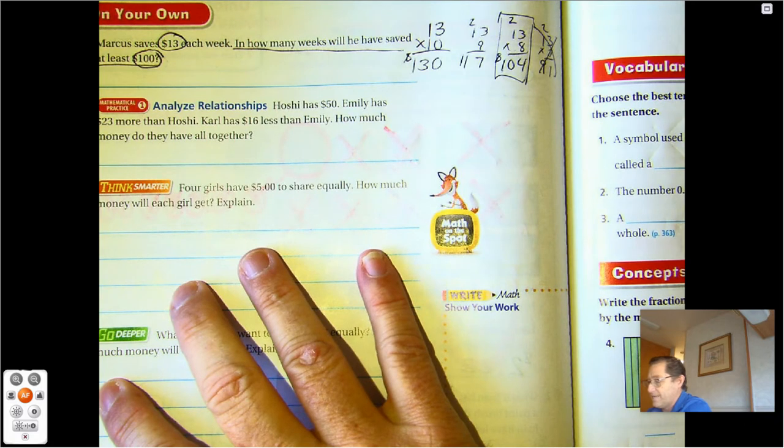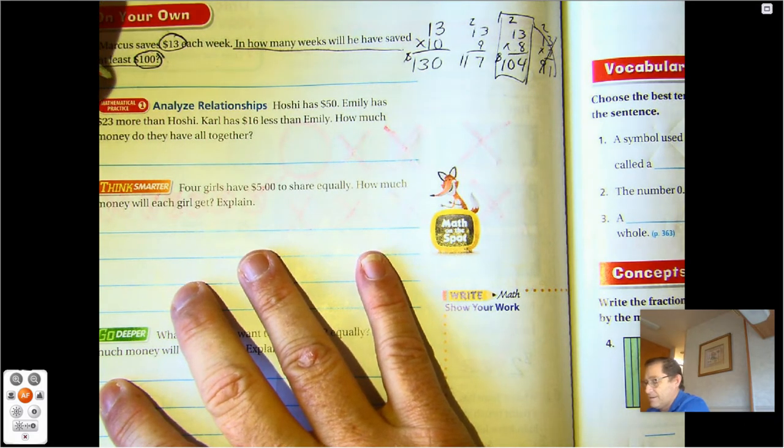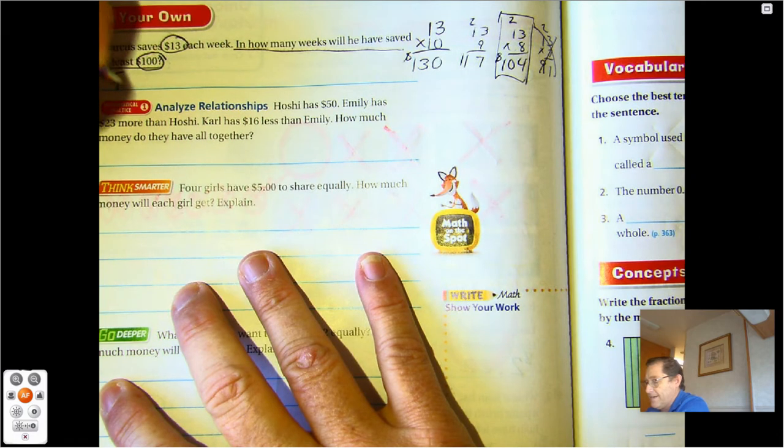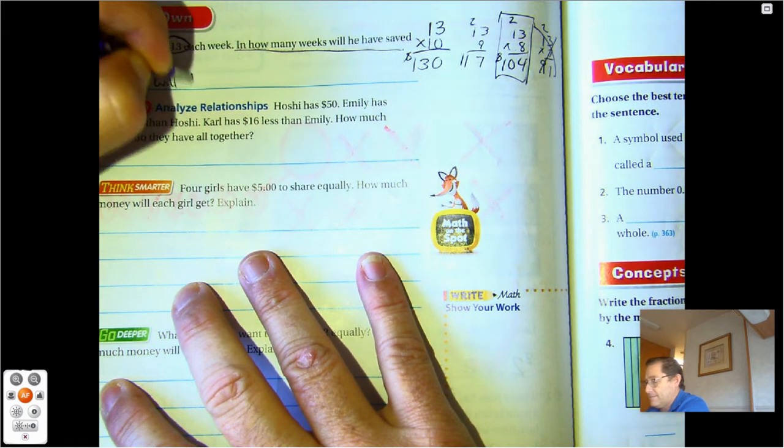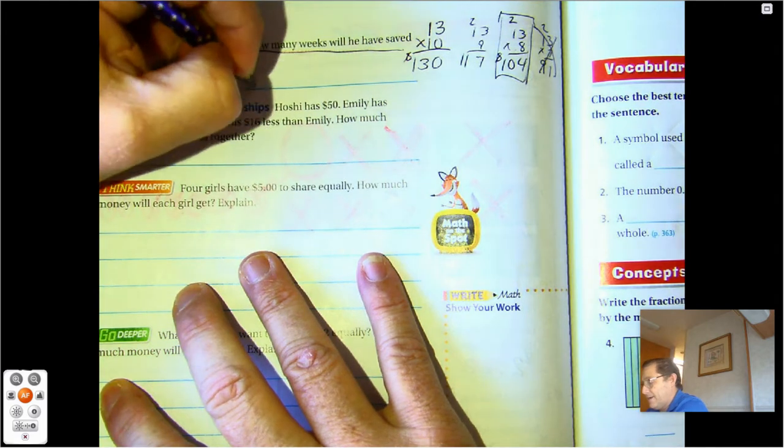How many weeks will he have saved at least $100? It will take 8 weeks.